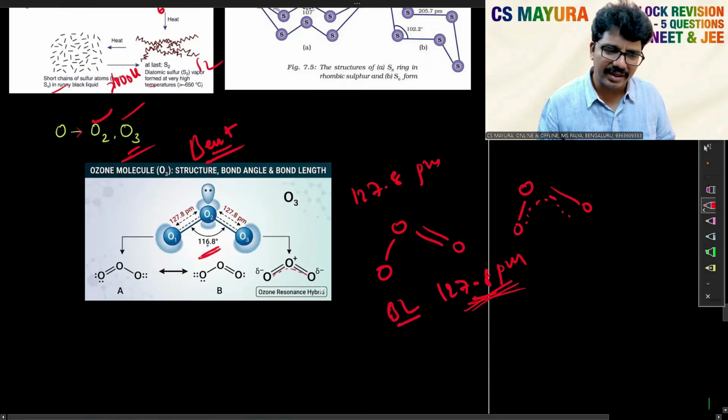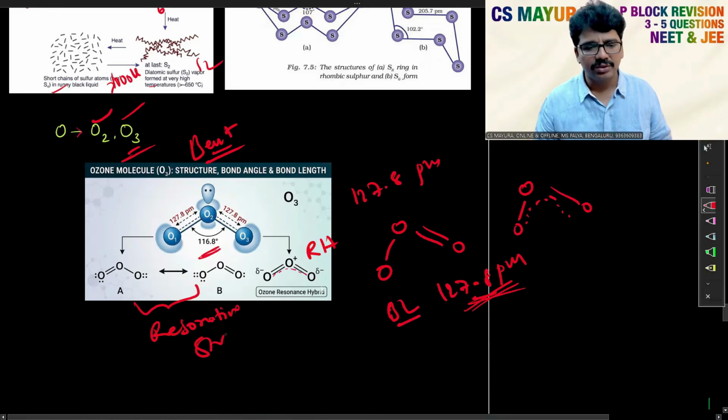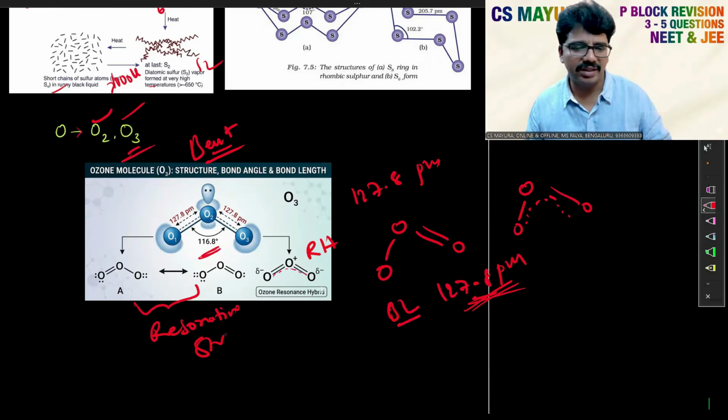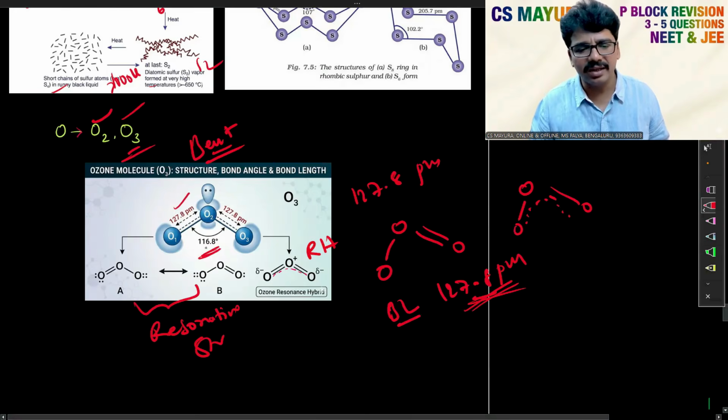So 127.8 picometers is there. And what is the bond angle? 116.8 degrees. So this is the resonance hybrid structure, and these two are resonating structures, canonical forms. So ozone has two resonating structures, and the bonds are involved in resonance. The two oxygen bonds are equivalent, the oxygen bond length is 127.8 picometers, and its bond angle is 116.8 degrees.